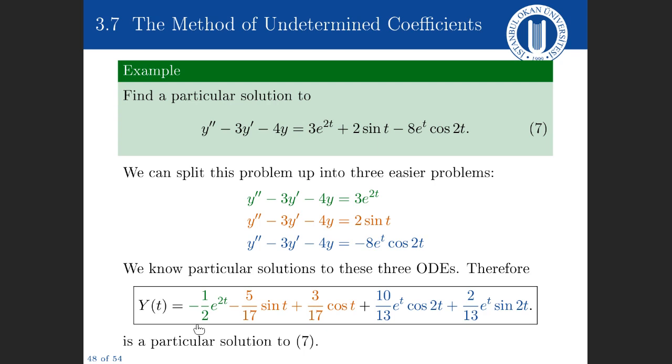Minus a half e to the power 2t solved the green equation. This orange function solved the orange equation. And this blue function solved the blue equation. Add them together and we end up with a particular solution to equation 7.